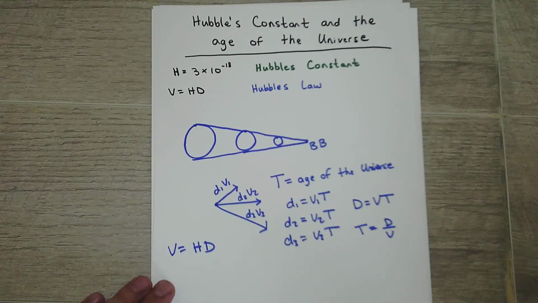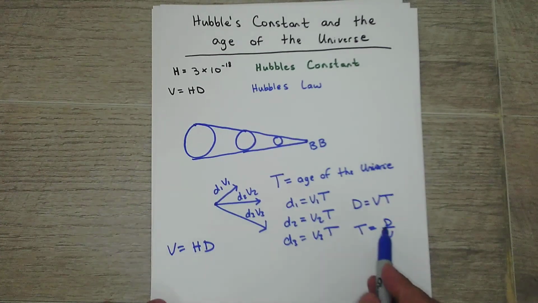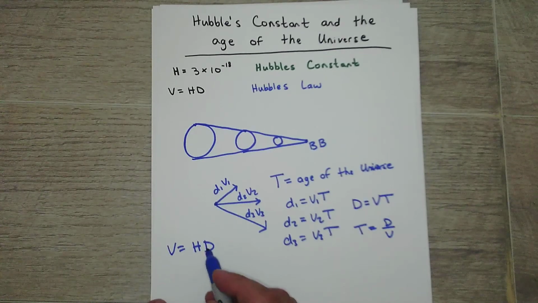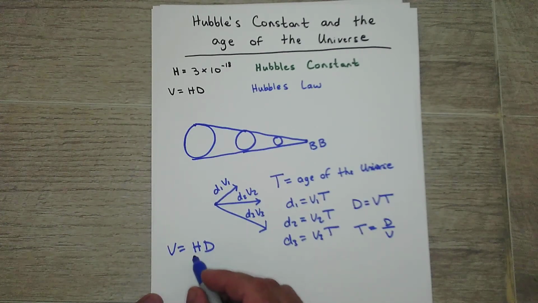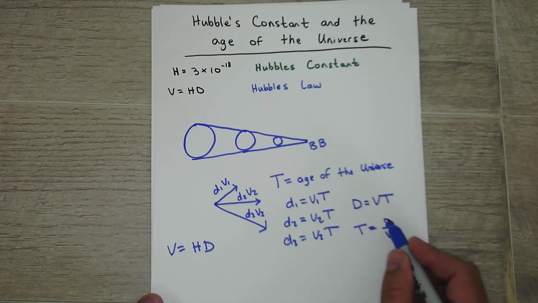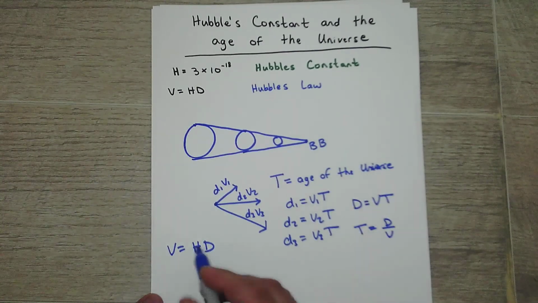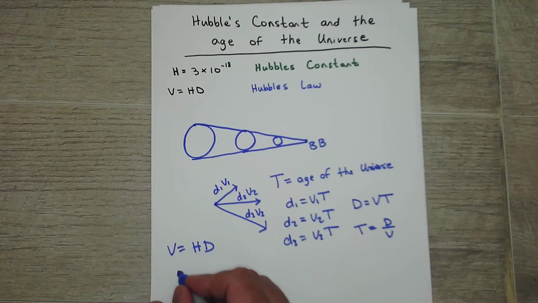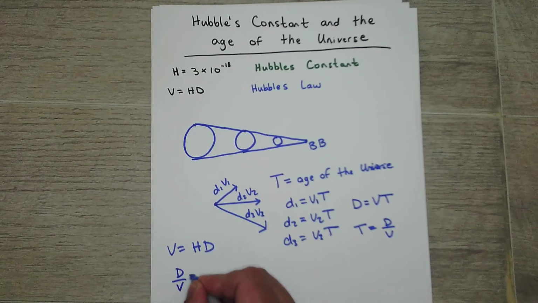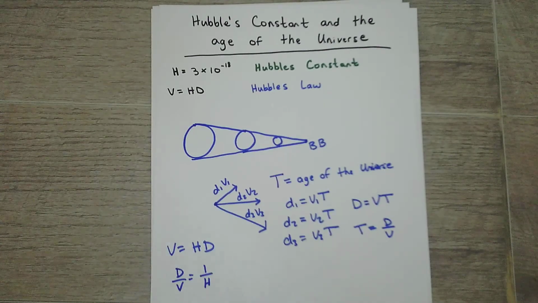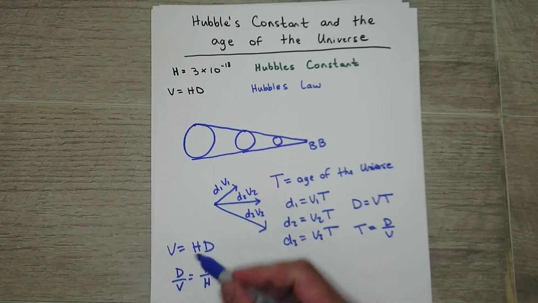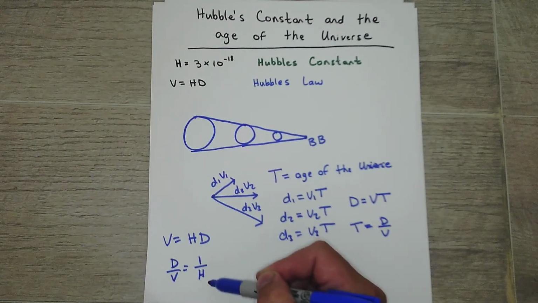Now, notice that for the age of the universe, we have d over v. We could do that same thing here. So d over v is equal to 1 over Hubble's constant. We divide by d, and then take the inverse of each side.